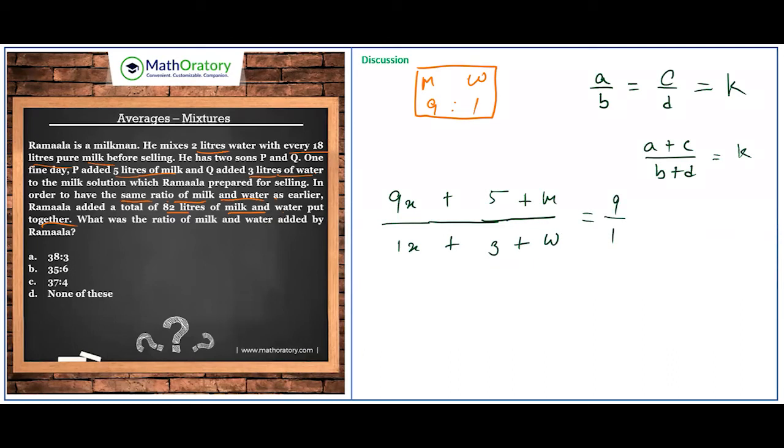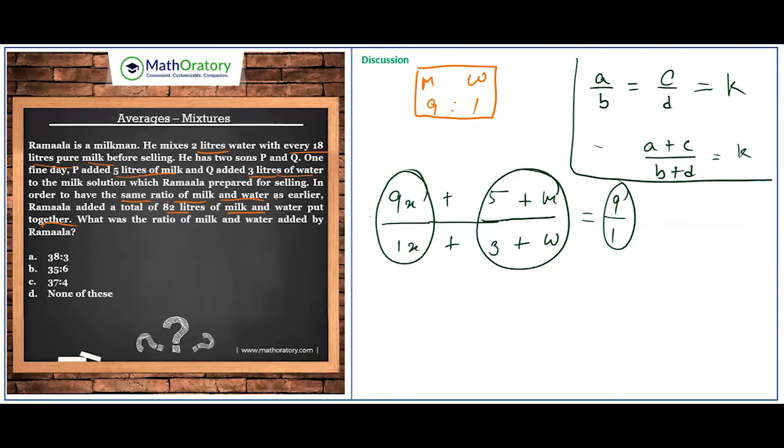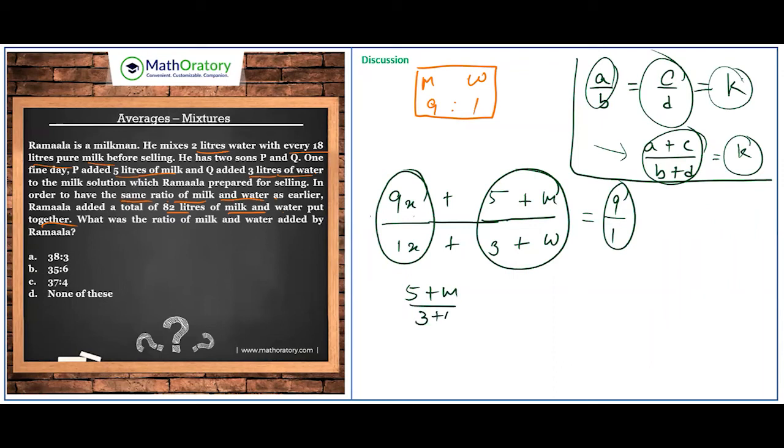If you understand this idea properly, then you don't have to write this step actually. You should be able to understand one thing here. If this part is in the ratio 9 is to 1, and the final thing is 9 is to 1, then this part should also be 9 is to 1. That is what is signified here, right? So if A by B is 9 is to 1 and A plus C by B plus D is also 9 is to 1, then the C by D, the remaining bit, should also be 9 is to 1. So we can actually start with something like this: 5 plus M upon 3 plus W is equal to 9 by 1. If you have good clarity on this basic idea, you can directly get into this step. That is what I'm trying to imply here.